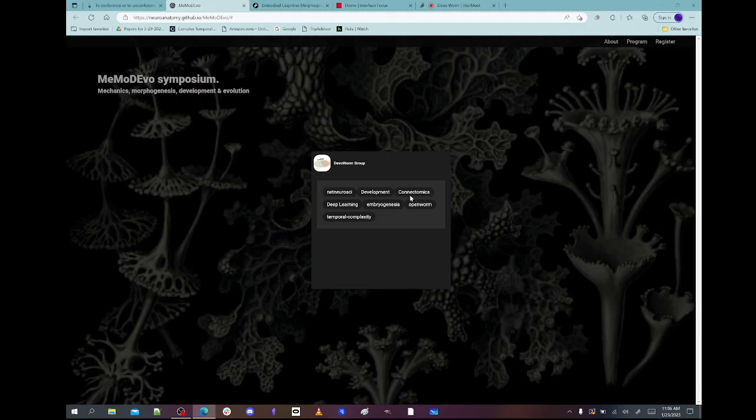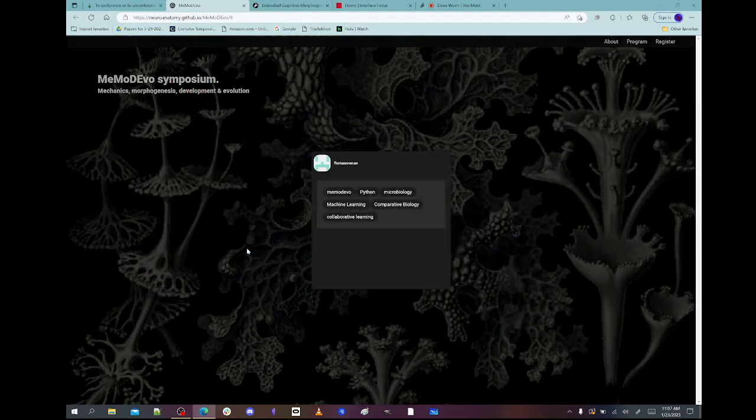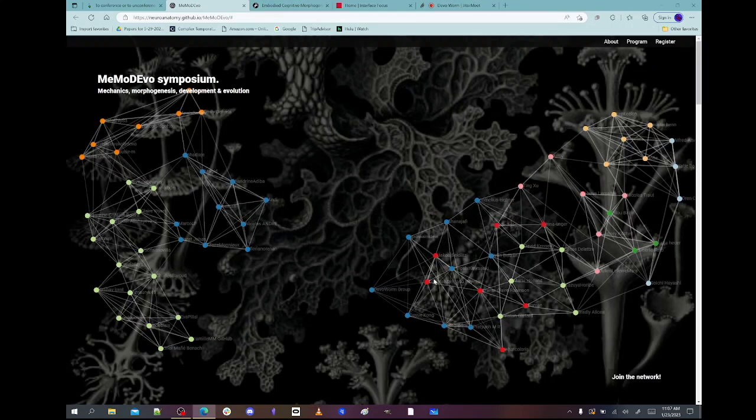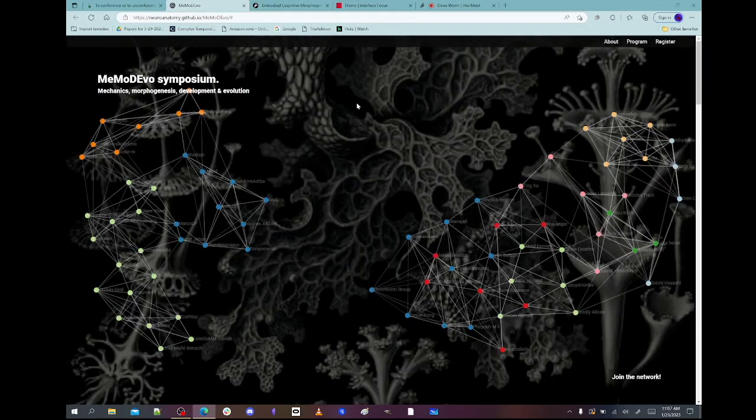Here are the interest tags, and you can see we're kind of on the edge of this network, not quite connecting to this network. This network is filled with people interested in comparative biology, machine learning, microbiology. This group is, I think, more neuroscience oriented: self-organization, information theory, network neuroscience, and so forth. So that's kind of an interesting way to visualize the attendees and their interests.